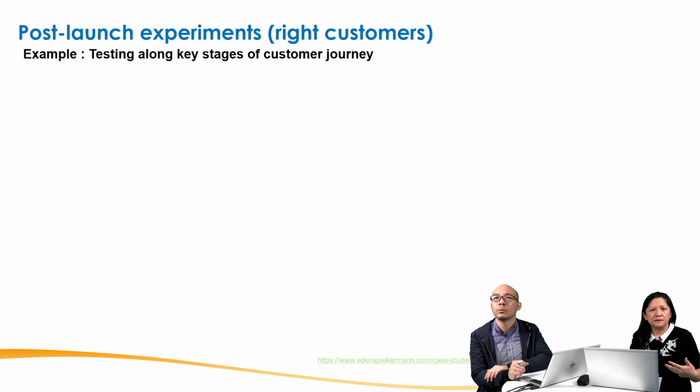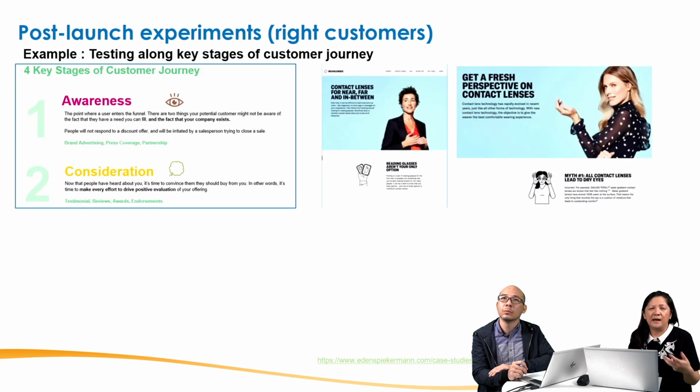Okay, so after the product is launched, the product is out in the marketplace, so we call it go-to-market or the commercialization stage, we can continue to do post-launch experiments. So for example, if you want to test our communication messages along the key stages of the customer journey, how effective are our various communication messages, we can actually continue to employ experiments.